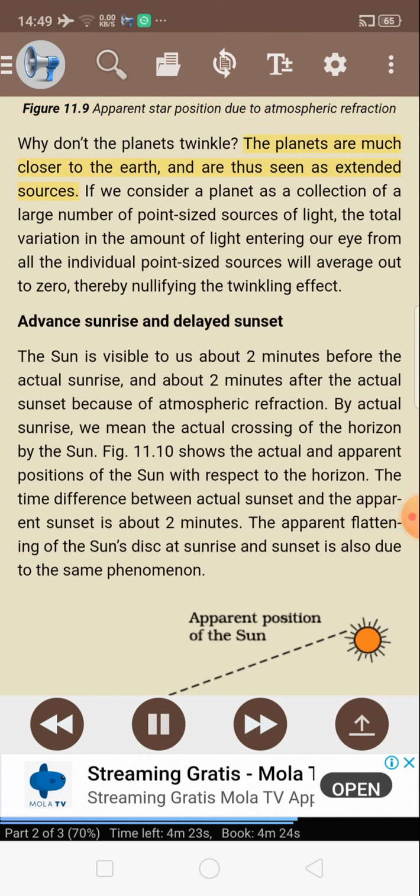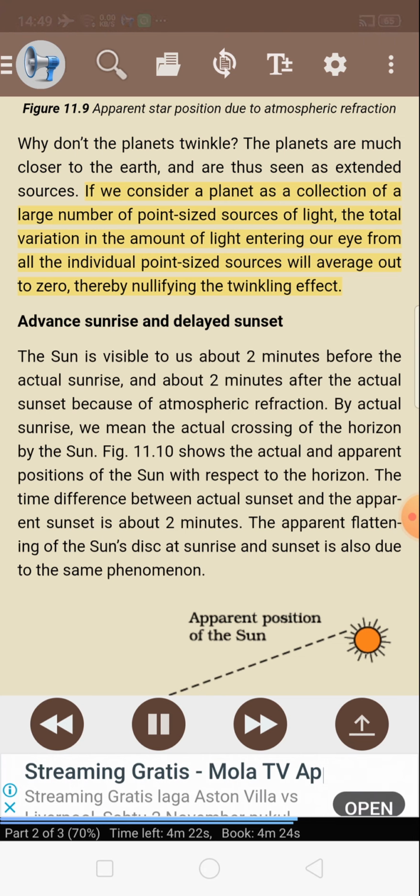Why don't the planets twinkle? The planets are much closer to the Earth and are thus seen as extended sources. If we consider a planet as a collection of a large number of point-sized sources of light, the total variation in the amount of light entering our eye from all the individual sources will average out to zero, thereby nullifying the twinkling effect. Advanced sunrise and delayed sunset.